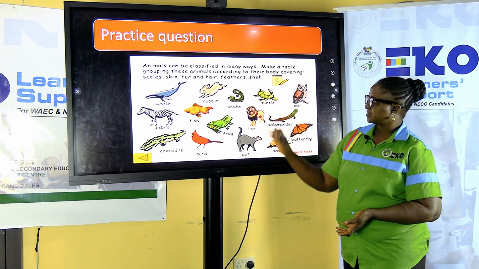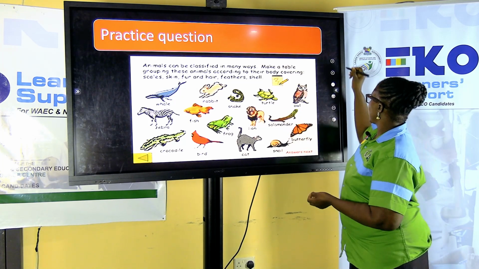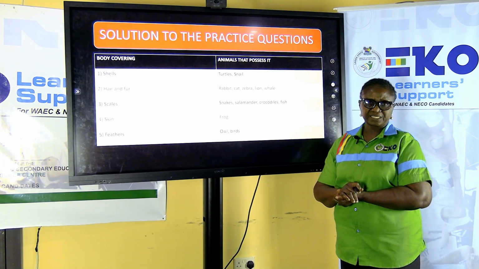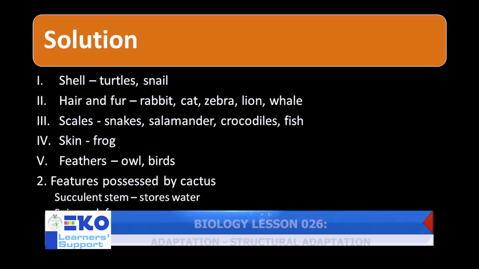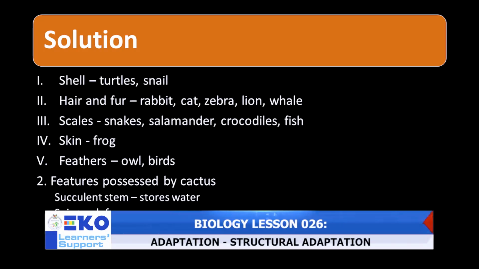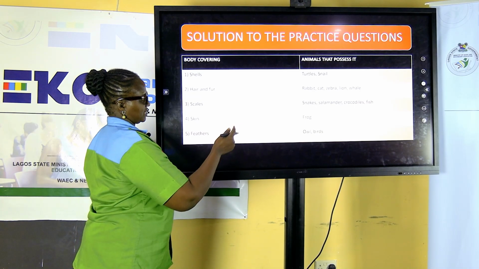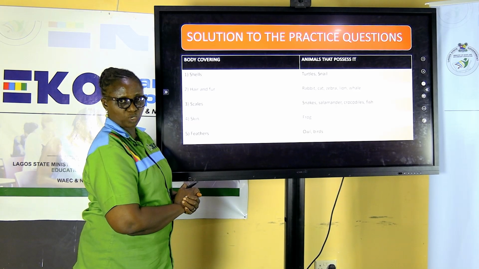Welcome back, learners. Let's quickly go through the exercise. I have a table prepared on the board. So compare what I have on the board with your own answers. Quickly, let's go. Body covering, then animal that possesses it. The first here is a shell. Under the shell, I have turtles, I have snails. Do you have that as your answer? Good. And if your answer is incorrect, you can quickly compare with what is on the board.